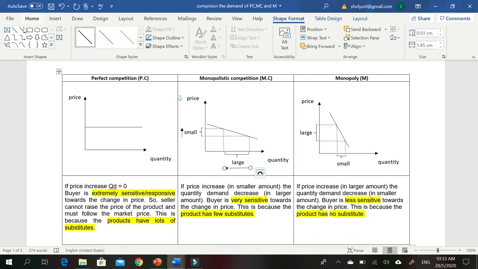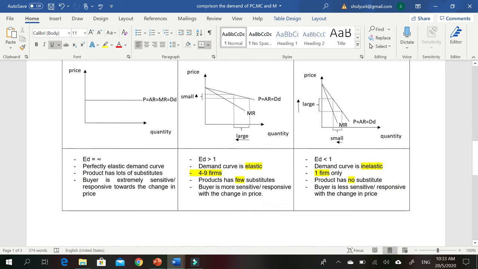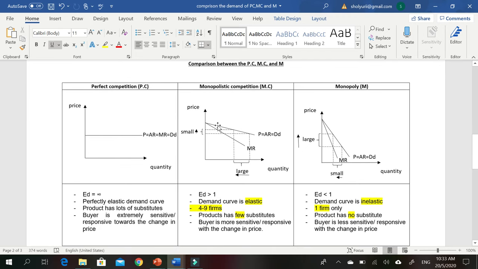Well, this one, price increase in larger amount result to a smaller decrease in quantity demanded. Okay, less sensitive. This is very sensitive. This is extremely sensitive. Ini langsung tak suka harga naik. Okay. Alright. So, this is beza antara dia. Yang ni, dua-dua downward sloping. Downward sloping lah. Kita panggil macam demand curve downward sloping. Cumanya, kecondongan dia tu yang membezakan. Monopoly lebih tegak. Yang ni lebih flat.